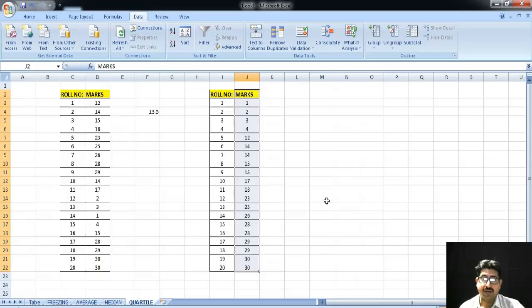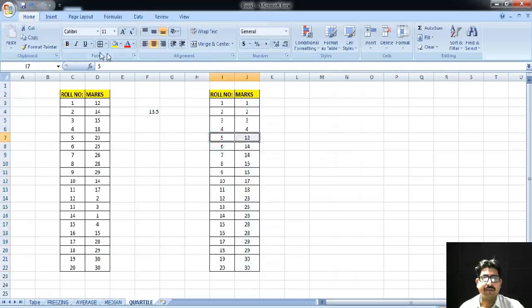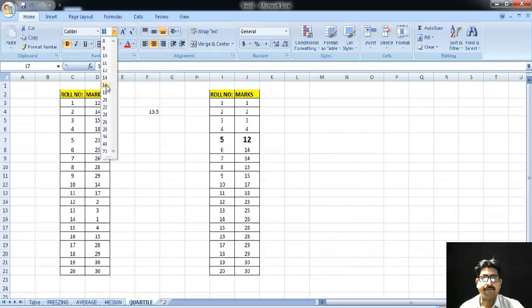Okay, and here, what I want to convey is that we were having 20 students, and first quartile means 25%. So what is 25% of 20? 25% of 20 means 1/4 of 20, that is 5. So here roll number 5, let me enlarge it, and you will find what you will be finding.